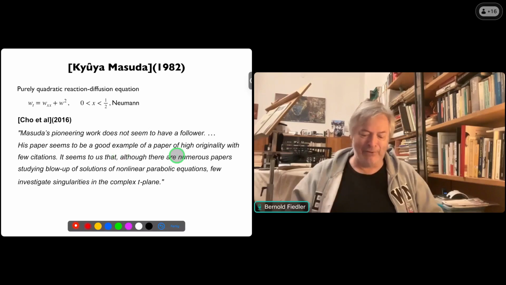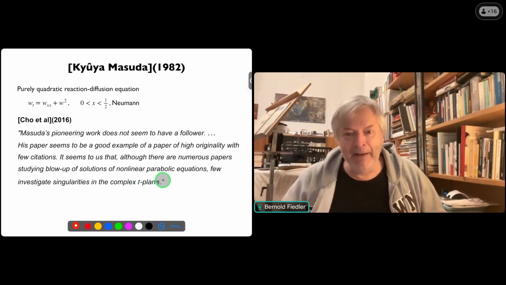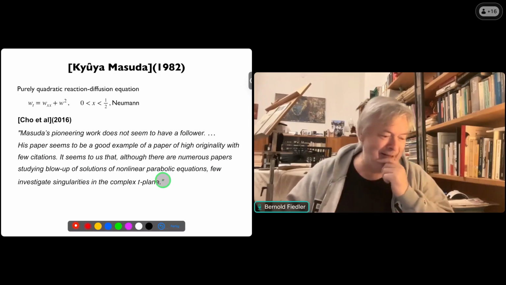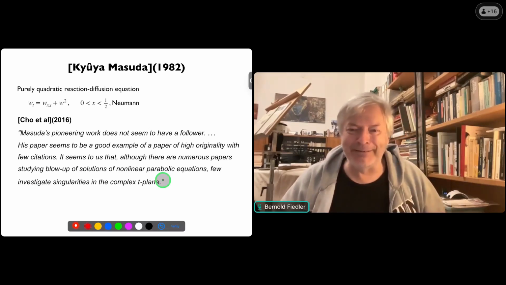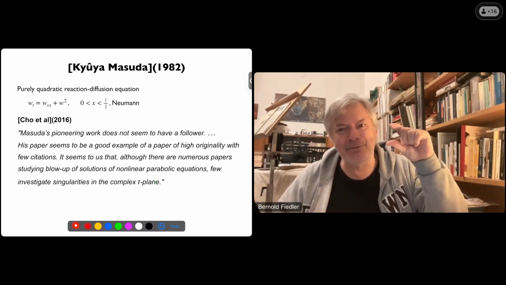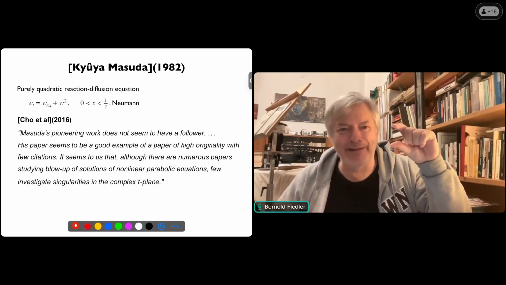It seems to us, although there are numerous papers studying blow-up of solutions of nonlinear parabolic equations, few investigate singularities in the complex t-plane. So this monograph, for example, of I don't know how many 100 pages, 400 pages or something, has a very small paragraph on Masuda's work, and that's the only mention of complex time.